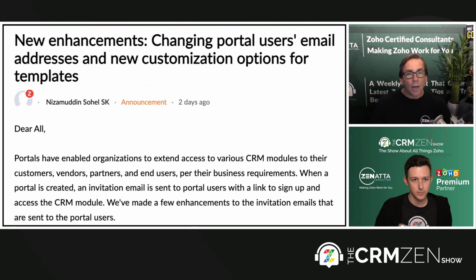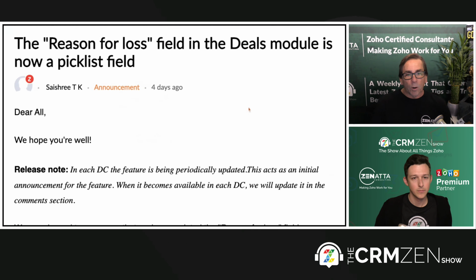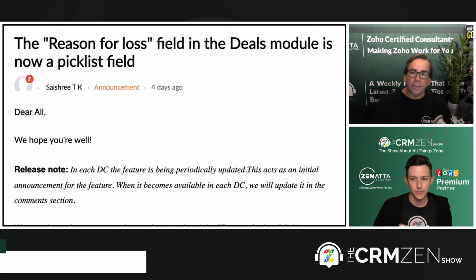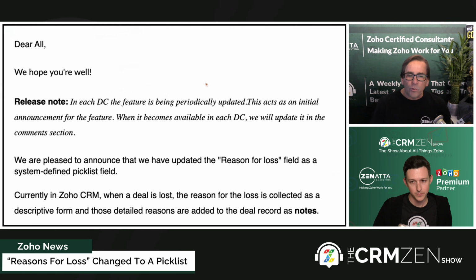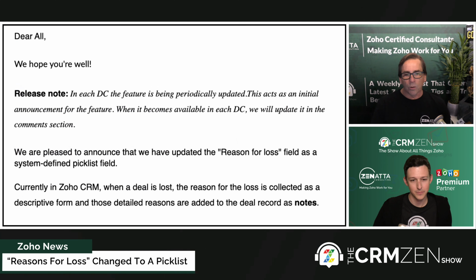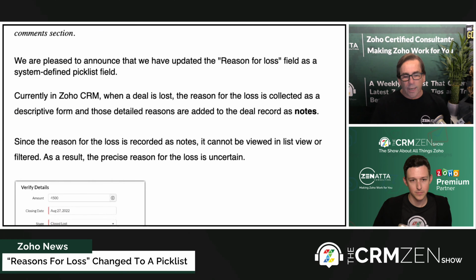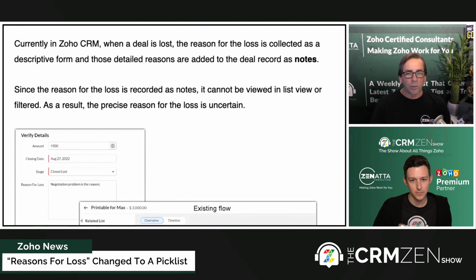All right. And then also in CRM, Tyler, the reason for loss field in the deals module is now a pick list field. This is slowly rolling out, they're saying. But what this is going to do is, if you go into your deal, go into settings on the back end, you're going to see under unused fields this reason for loss field, and you can drag that right on over into your deal. So that will be a visible field for your people.